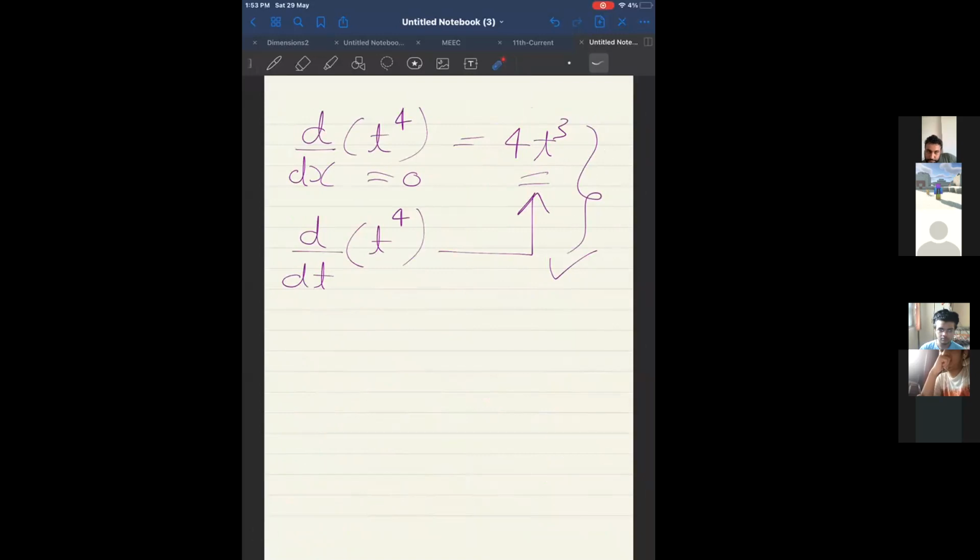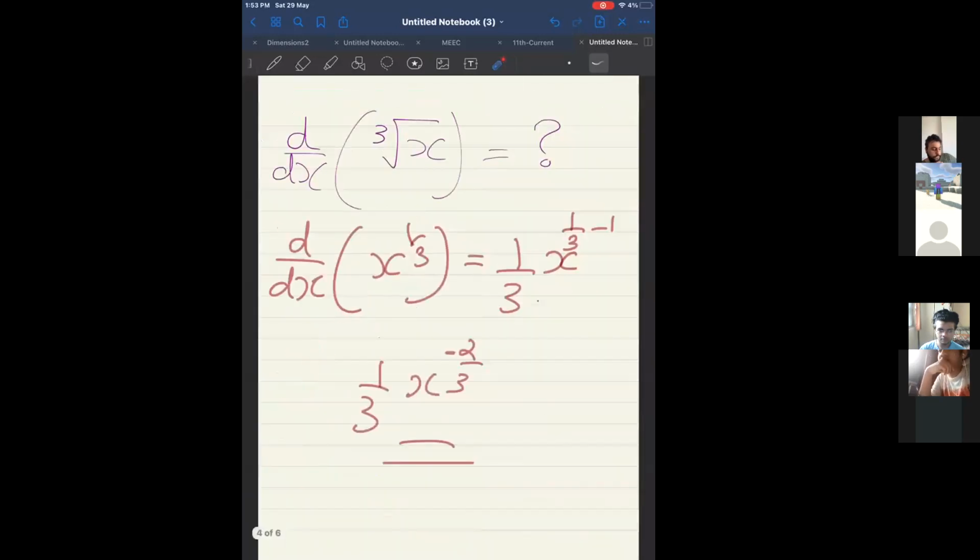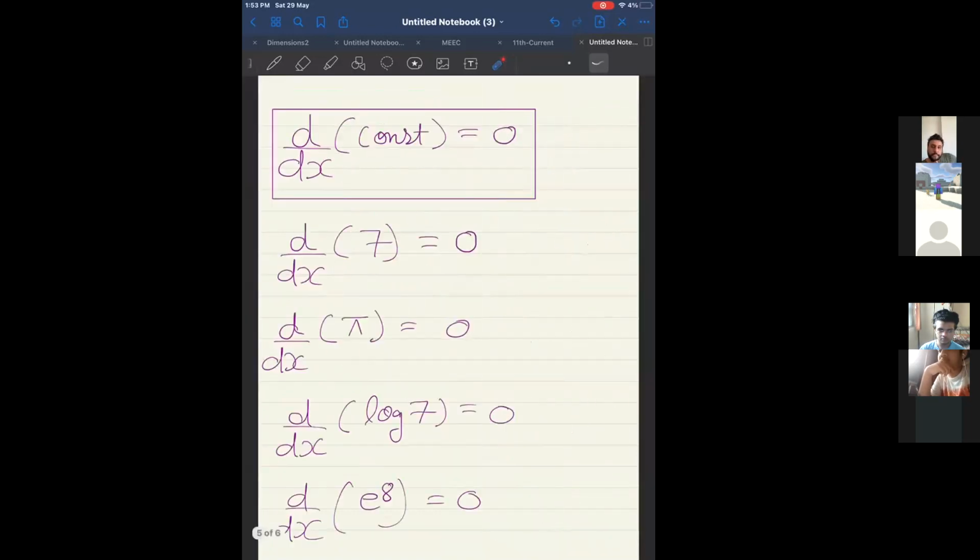Sir, can you show the previous page? No, this only. That one only. Okay, sir. Got it. Tell me, in all these, do you see x terms? No. So the answer will be zero.